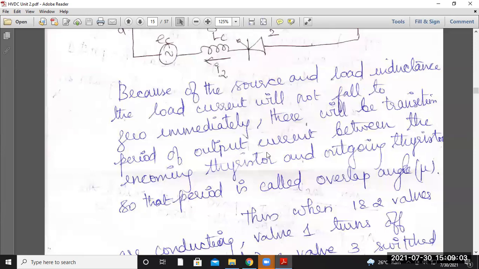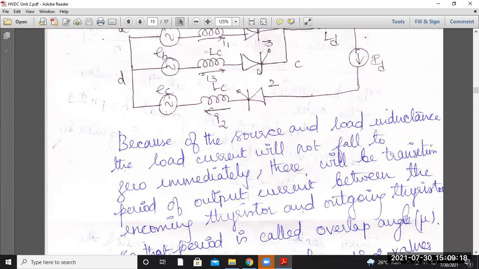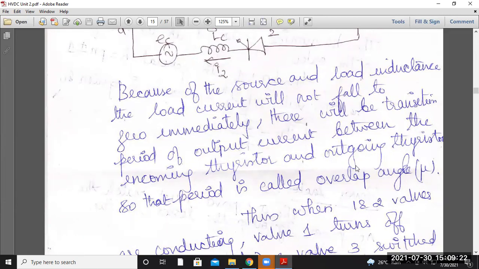That is, the conduction time is also called the overlap angle. Here you can say there will be a transition period of output current between the incoming thyristor and the outgoing thyristor. So the period is called overlapping. That means the time when one thyristor is closing, another is opening. In that condition, that angle is named the overlap angle.